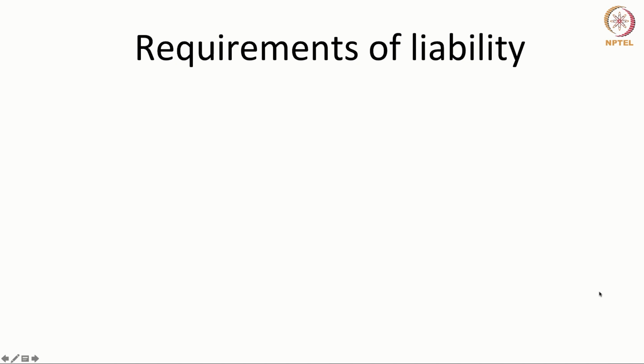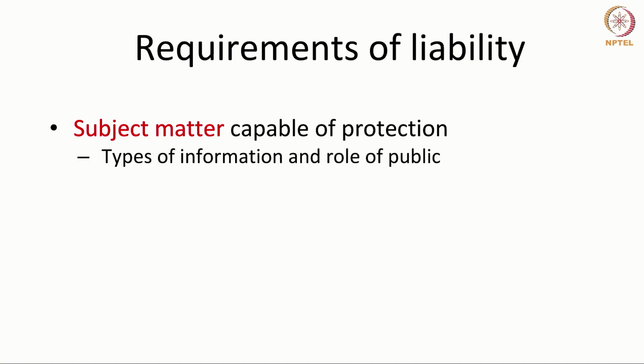Now we look at the requirements of liability. For something to be protected as confidential information, it has to satisfy three conditions. One, the subject matter should be capable of protection. There are types of information and there are roles of public and public interest that come into play. So it should be a subject matter that is capable of protection.